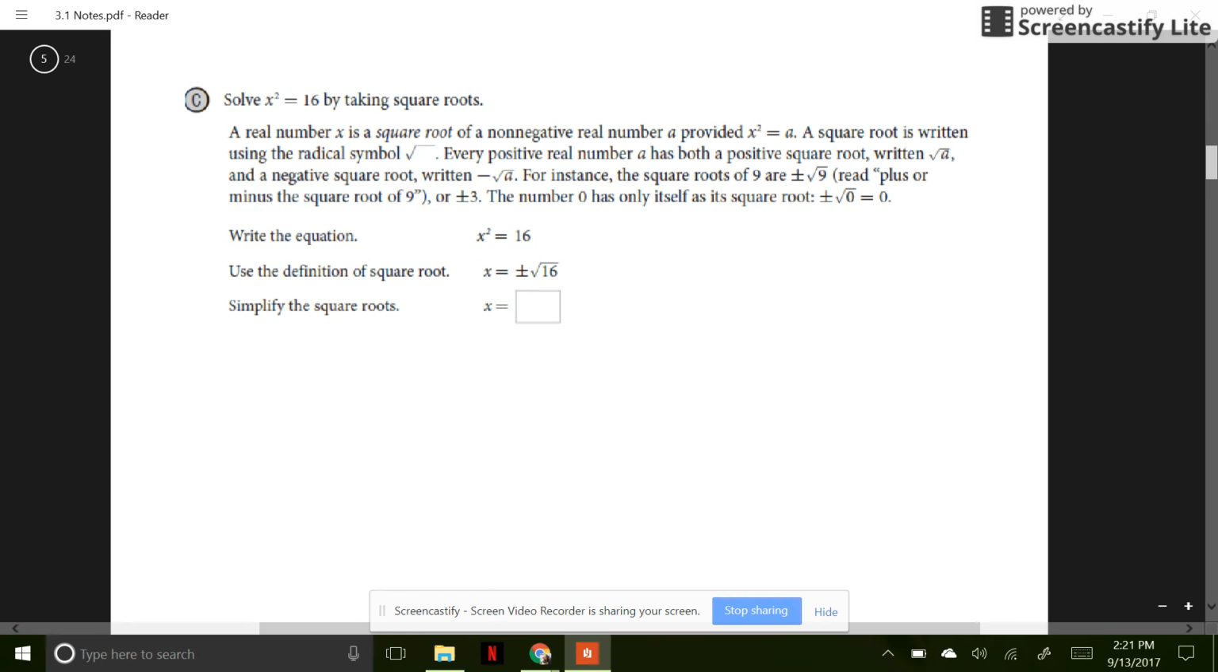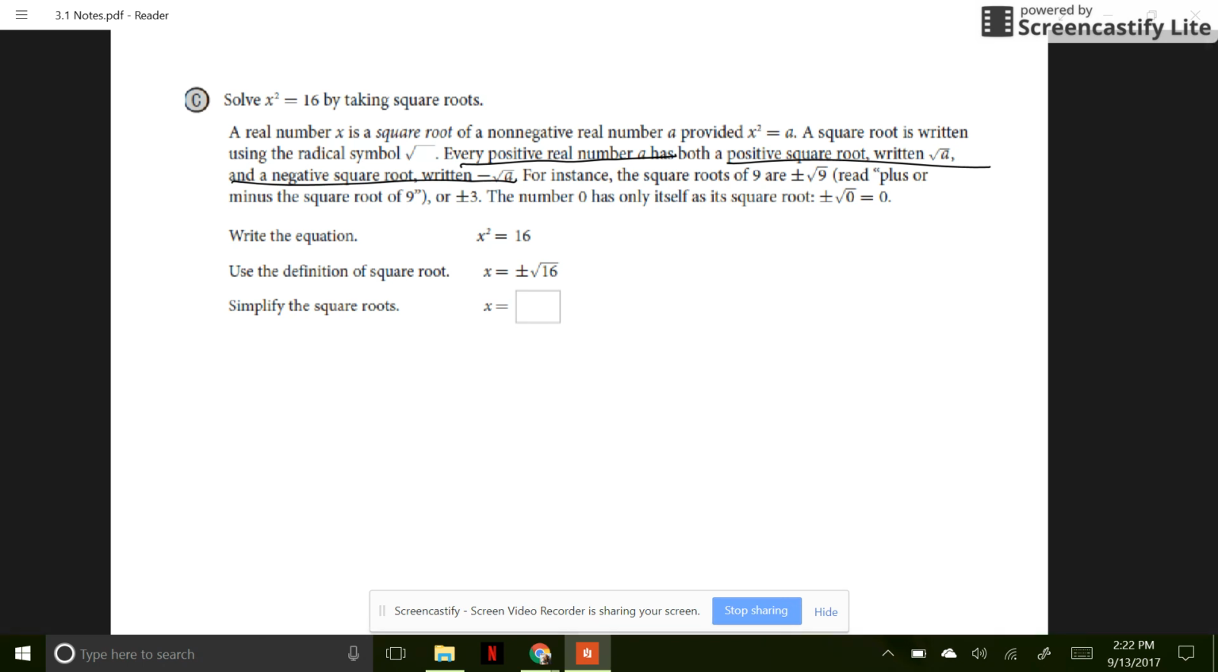So the last simple way is going to be by taking square roots. If you recall, a real number is a square root if that number squared is equal to the number we're looking for. So it's important to know every positive number has both a positive square root and a negative square root. So for instance, the square roots of 9 are plus or minus square root 9, which then simplify to plus or minus 3.